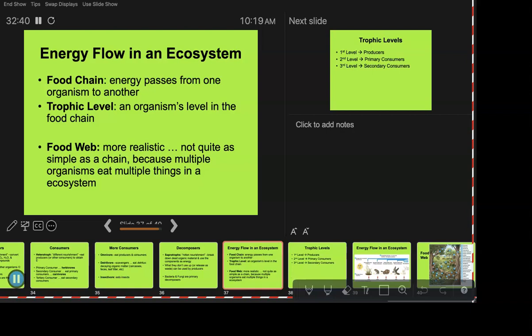Food web is much more realistic, as it says. Multiple organisms eat multiple things. That wolf may not just eat bunnies. It might eat birds. It might eat, I don't know, groundhogs, whatever, and so on and so forth. So again, we add the word trophic level. That's an organism's level in this structure.